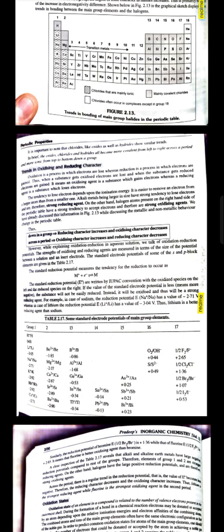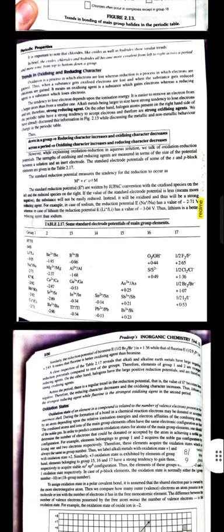If the value of the standard electrode potential is low, the substance will not be easily reduced. Instead, it will be oxidized and thus form a strong reducing agent. For example, in the case of sodium, the reduction potential has a value of minus 2.71 volts, whereas in the case of lithium, the reduction potential has a value of minus 3.04 volts. Lithium is a better reducing agent than sodium.